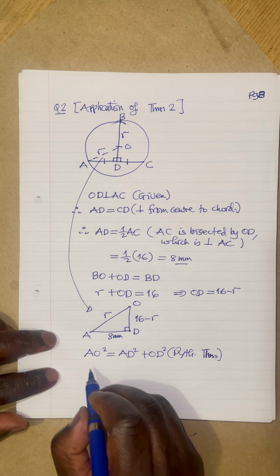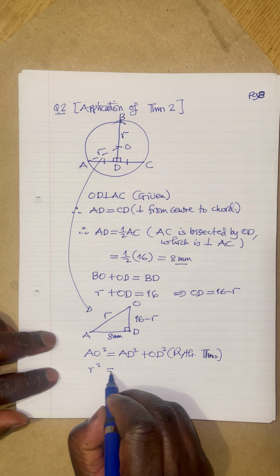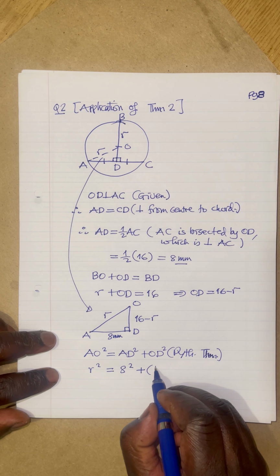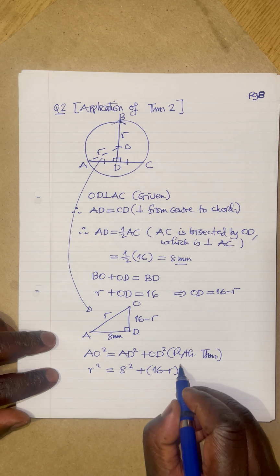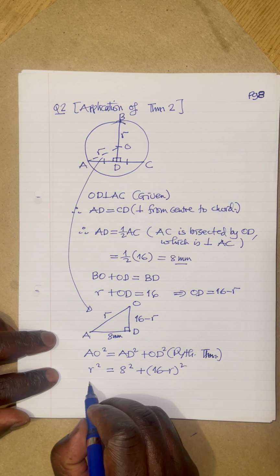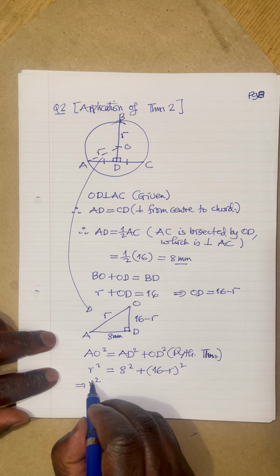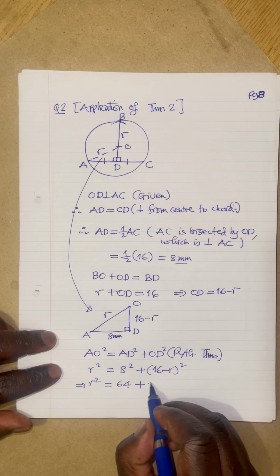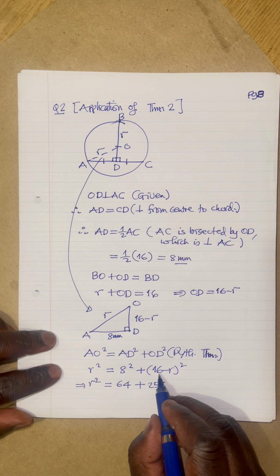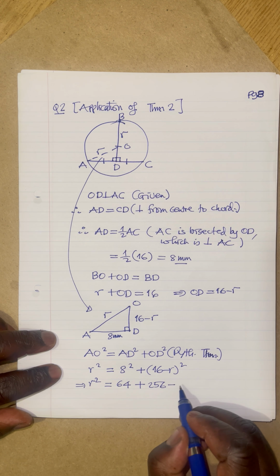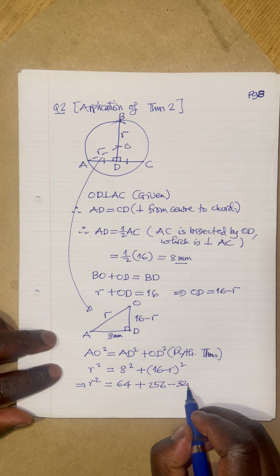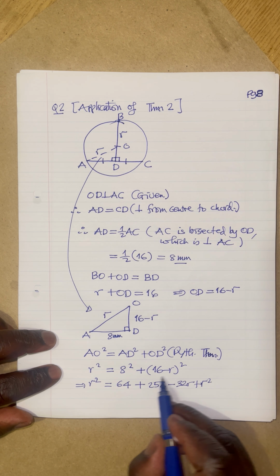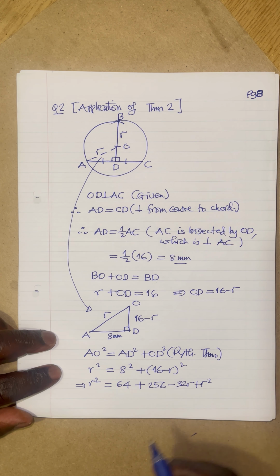All right. Now, let's put in what we know. So this is R squared is equal to, what is AD? Well, 8 squared plus OD. It's 16 minus R. And we have to square this. So this is R squared is equal to 64 plus 16 squared, 256, minus this times that, times 2, it will be 32R plus R squared. Expanding, convince yourself that the expansion of this one is this expression here.